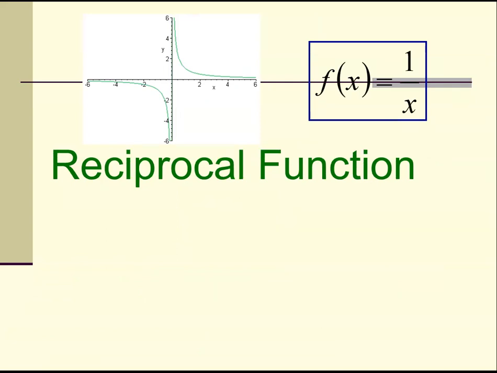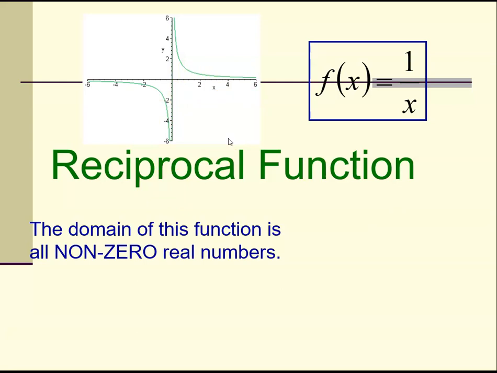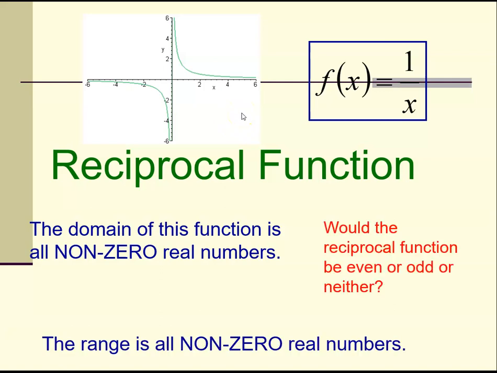Reciprocal. So f(x) = 1 over x. This is the reciprocal function. The domain of this function is all non-zero numbers, because x is in the denominator, right? The graph gets closer and closer to the x and y axes, but it will not cross them. The range is all non-zero, so this is an odd function.